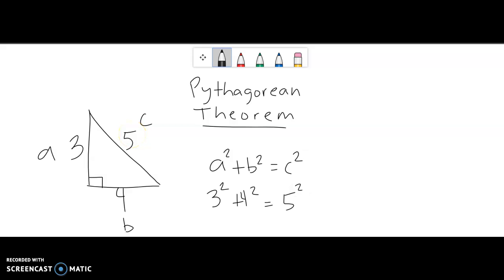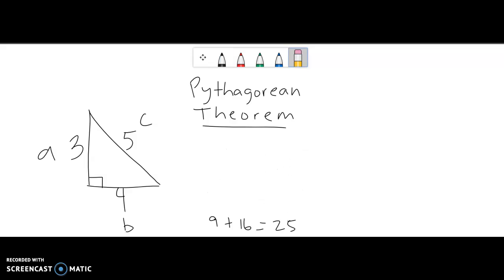And I showed that this will work. I showed that 3 squared was 9, and 4 squared is 16, and 5 squared is 25. So that actually does work. It'll always work like that. This side squared plus this side squared will equal the hypotenuse squared. And we're going to actually try out a problem that has a missing hypotenuse.